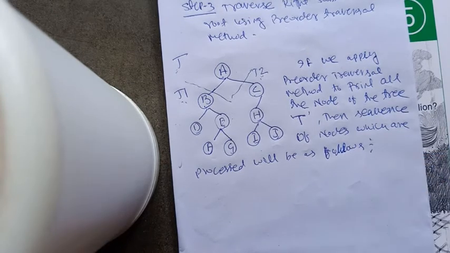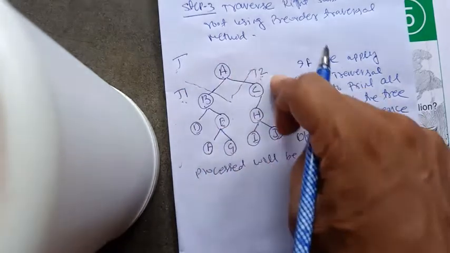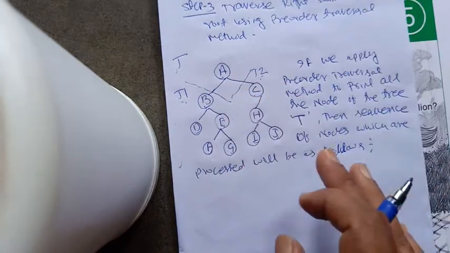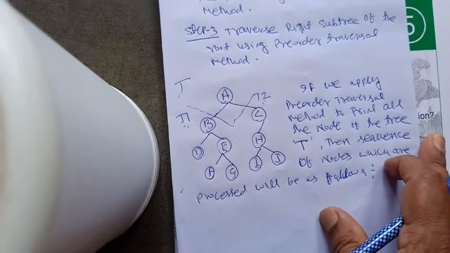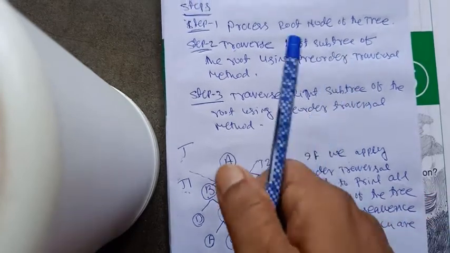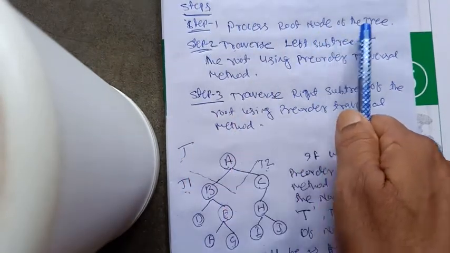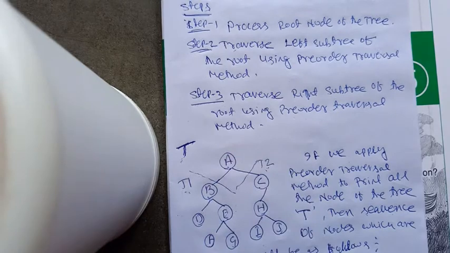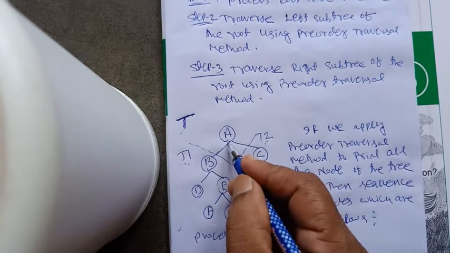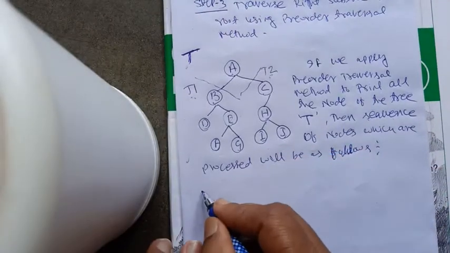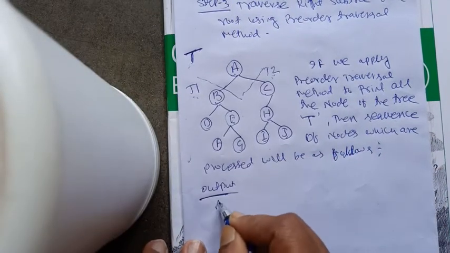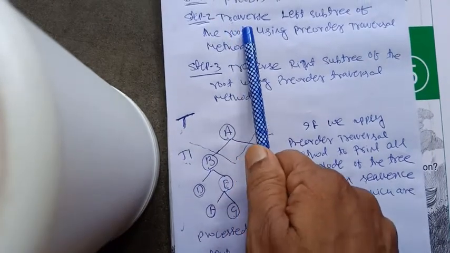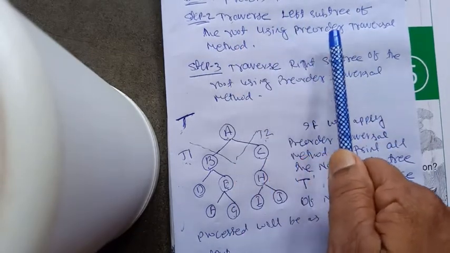Okay, if we apply pre-order traversal to traverse all the nodes, to traverse the entire tree, fine, using pre-order. So tell me, what are the steps involved in pre-order traversing? So there are 3 steps. What is the first step that you should do? Process the root node of the tree. So what is the tree here? The tree is our T. And who is the root of T? Root of T is A. So step 1 is over. So in the first step, the output will be A.